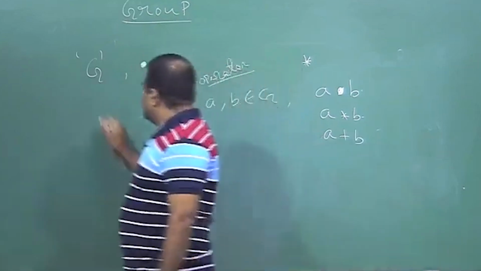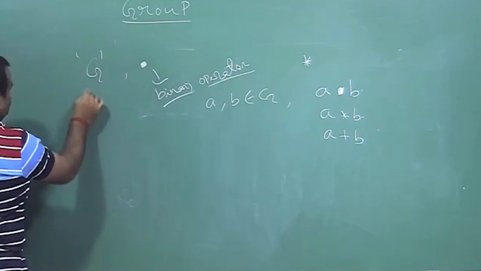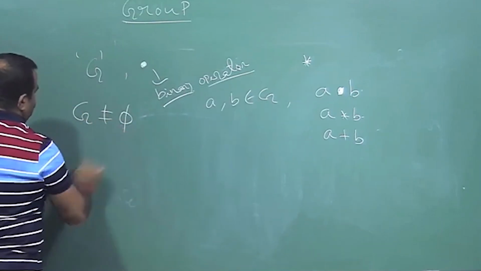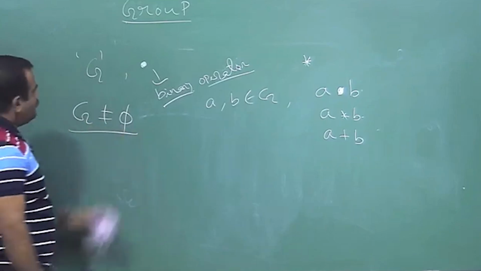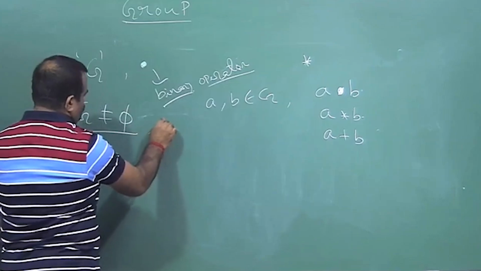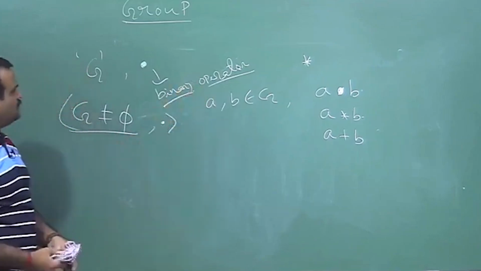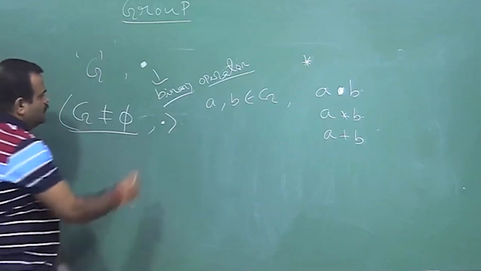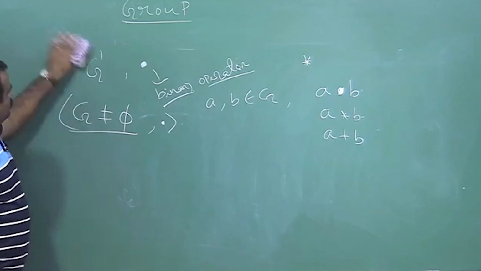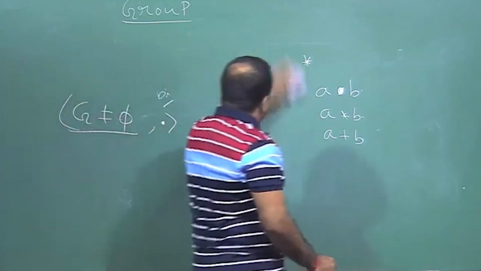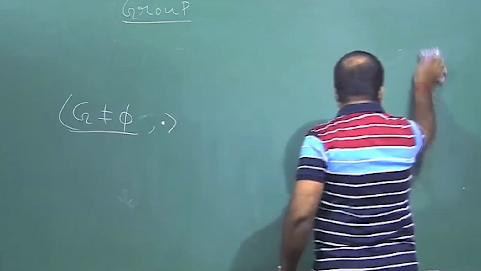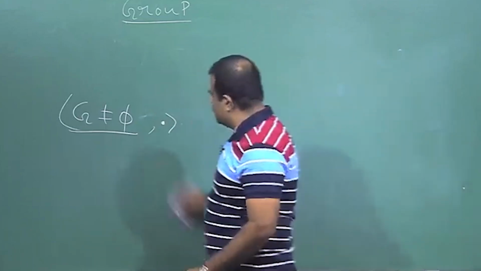So, for that we need to take a set which is non-empty. Let G be a non-empty set, and we have a binary operator dot, it could be star also, it could be plus also, anyway. Suppose we have a binary operator dot and we say this is a group if it satisfies the four properties, or four axioms, we can say.